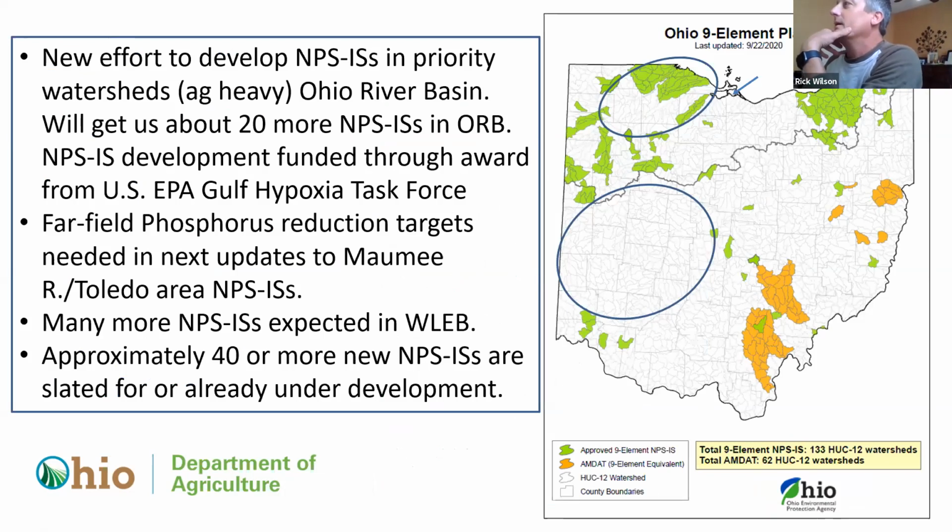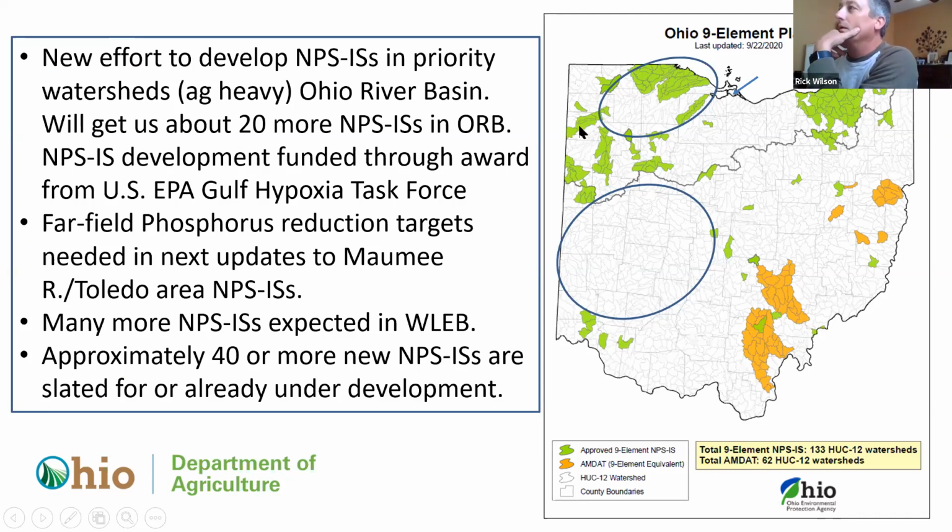133 now in the state of Ohio, and you can see the green ones there, mostly in northern Ohio, and then we have a smattering of projects across southern Ohio. We do have an effort where we're going to be sending out contracts to develop about 20 or 22 more 9-element plans in this big area in south central Ohio. So that will be to address hypoxia goals for nitrogen.